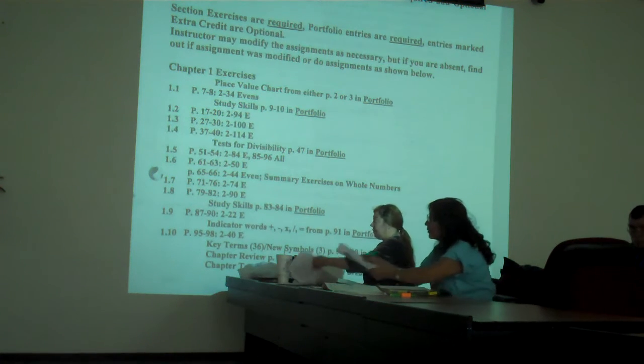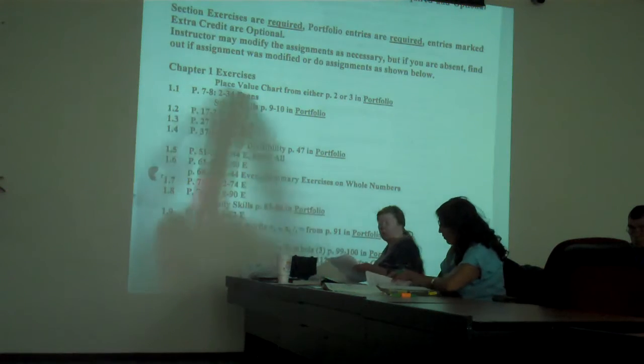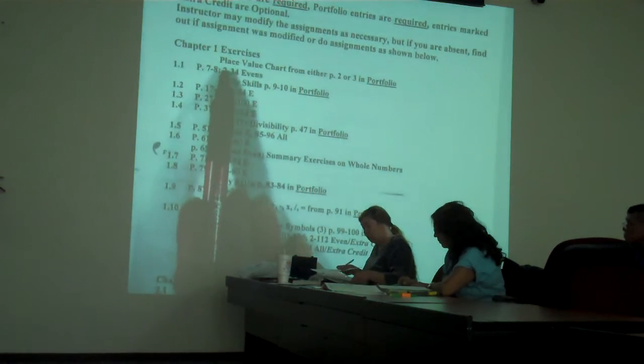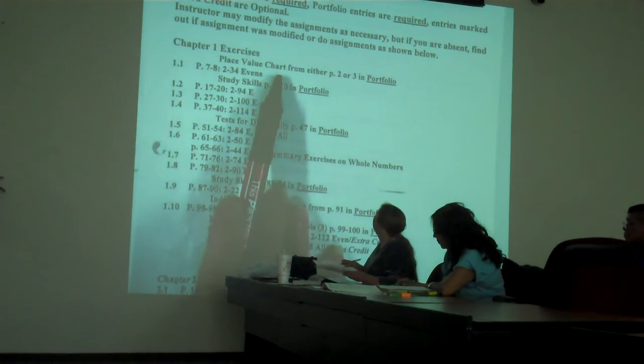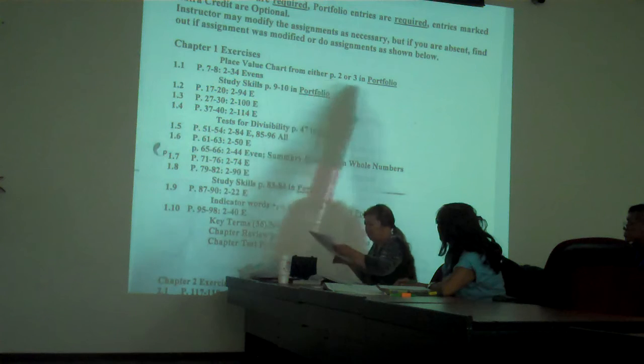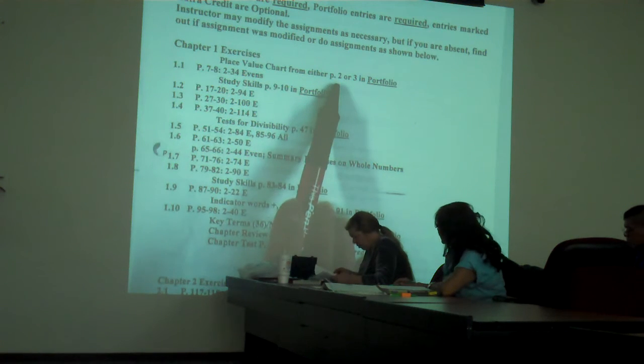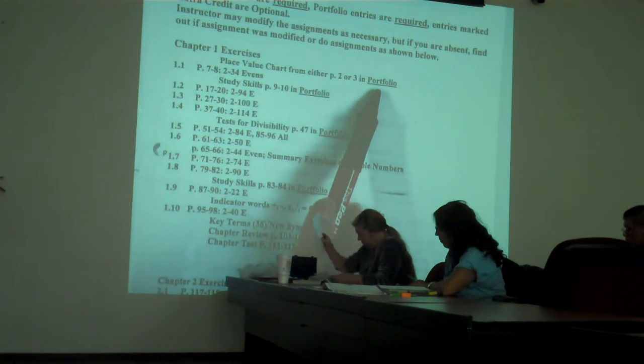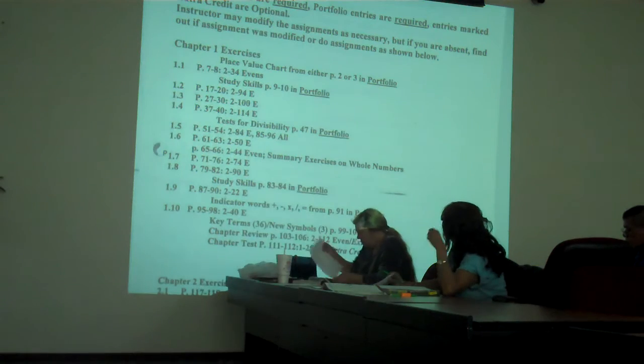Okay, got it. It tells you here to put the place value chart from page 2 or page 3. You don't need to do both because they're pretty much the same. Put one of those place value charts in your portfolio, in the section with the key terms.